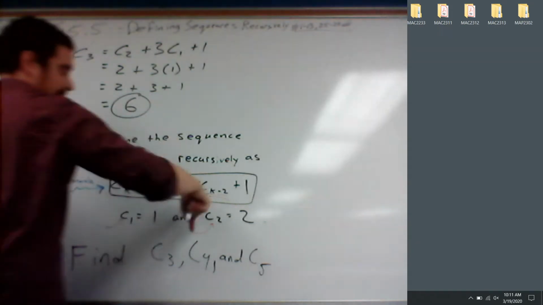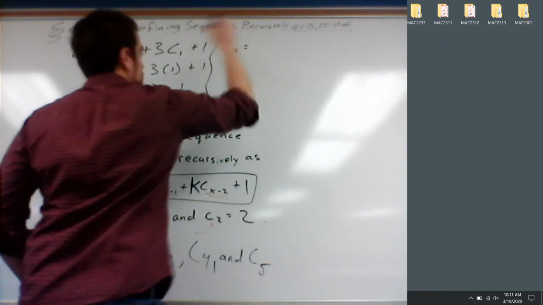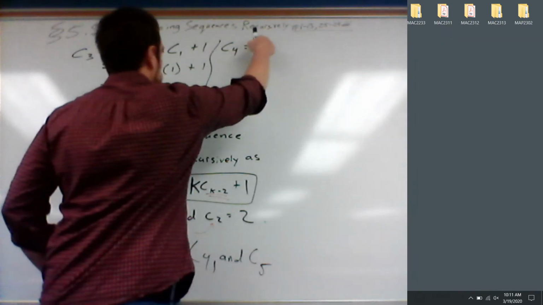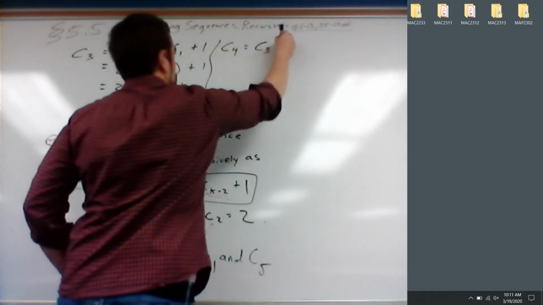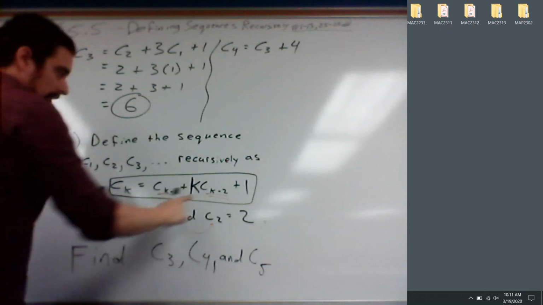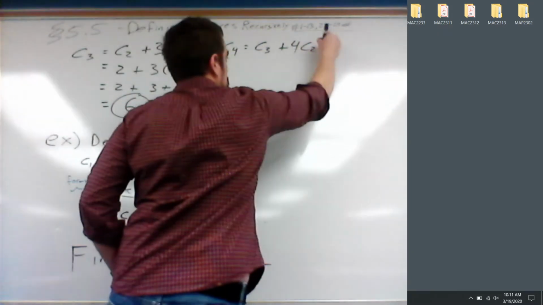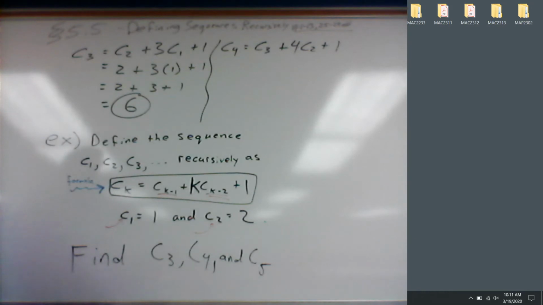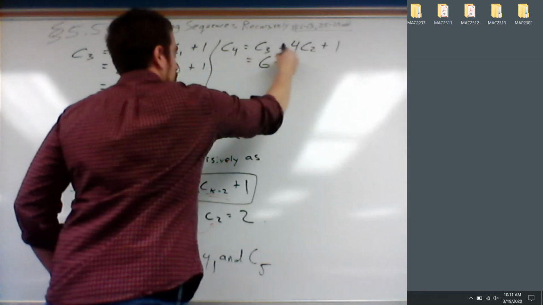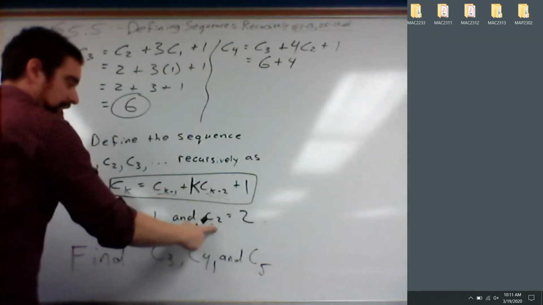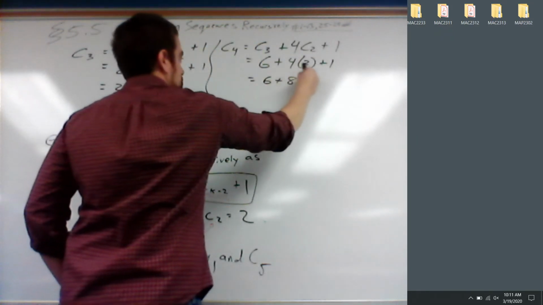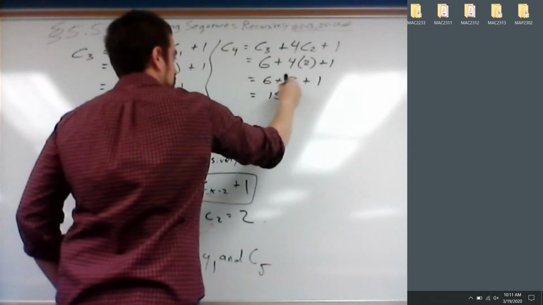Now let's look for C4, the dangerous one. Again, k is going to be 4, so that's 4 minus 1, which is C3, but I already know C3. Plus, now k is 4, so I'm replacing that k with a 4. 4 minus 2 is 2, so this is C2, and the formula just always has this plus 1 on the end. So let's plug those things in where we know C3 is 6, plus 4 times C2, which was already given before, that's the number 2, plus 1. So 6 plus 8 plus 1 is 15.